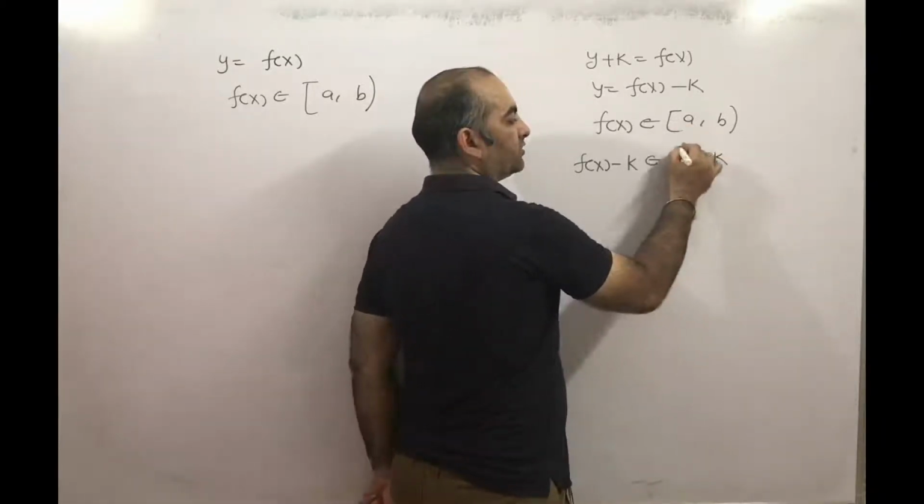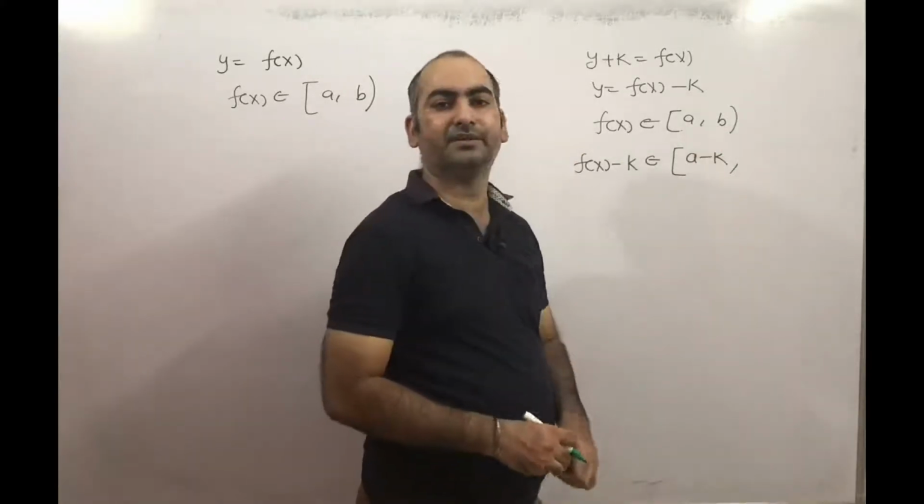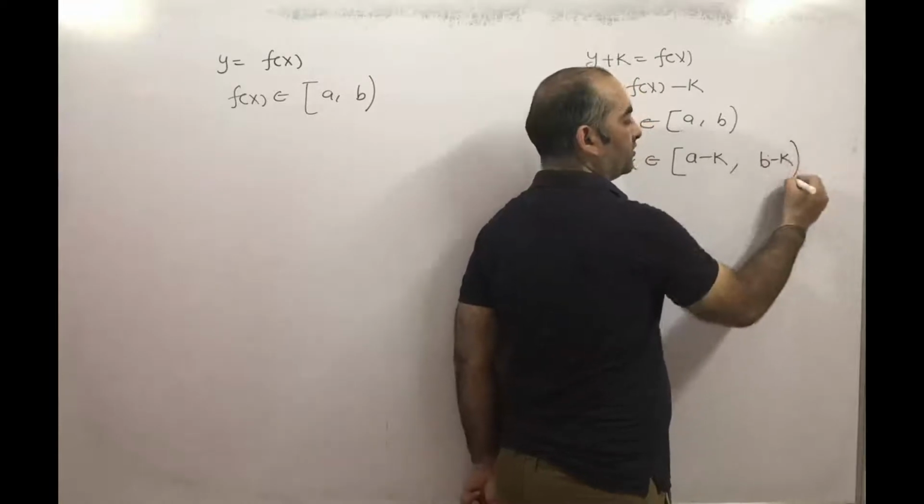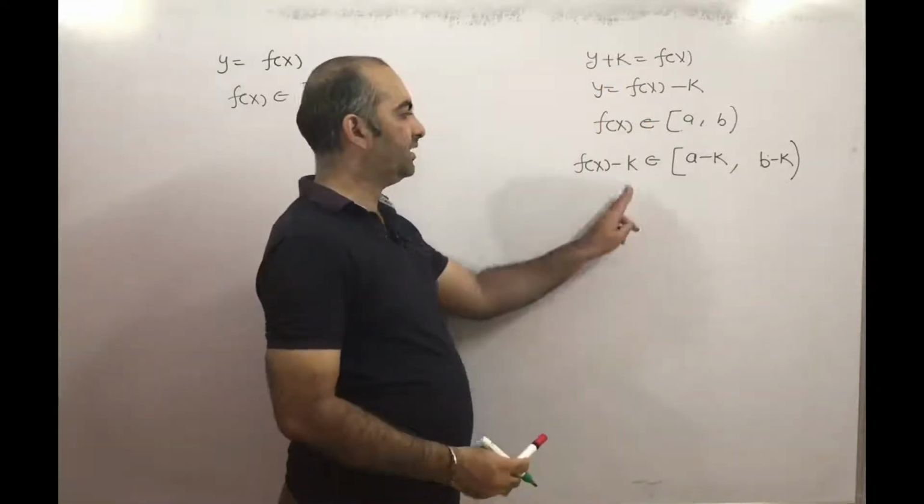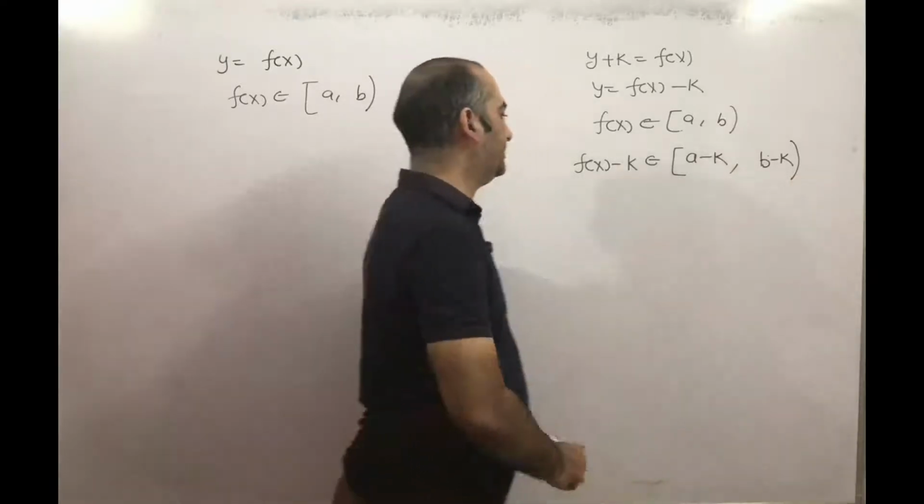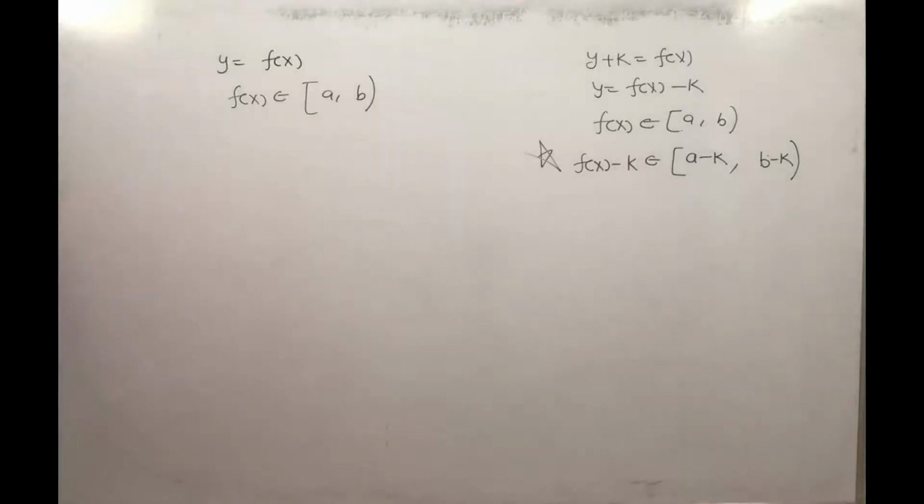a is included, so this is also included. And the maximum value is what? b. So from b also we have to subtract k. So what will come? b minus k. See, b is not included, so this is also not included. So we can say that f(x) minus k belongs to what? The interval [a minus k, b minus k). This will come, so you have to remember this. Okay. Next we are discussing an example.